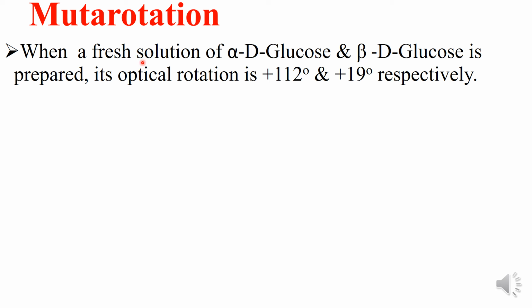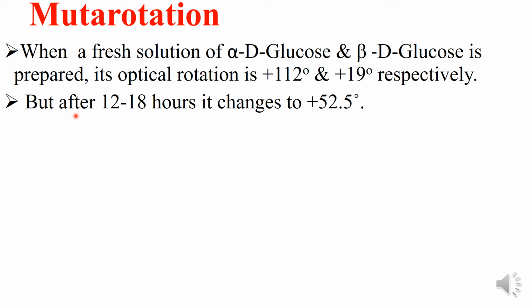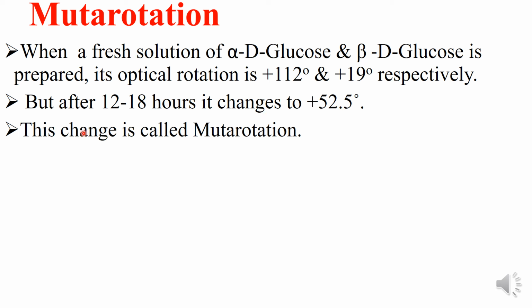So what is mutarotation? When a fresh solution of alpha D glucose and beta D glucose is prepared, its optical rotation is plus 112 degrees and plus 19 degrees respectively. But after 12 to 18 hours, there is a change in their optical rotation and it comes to plus 52.5 degrees. This change in optical rotation is known as mutarotation.